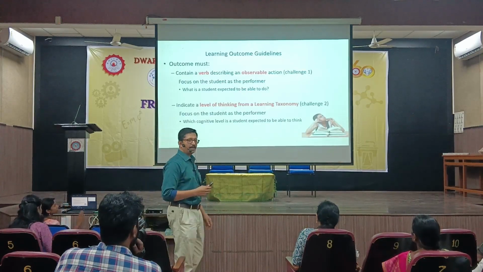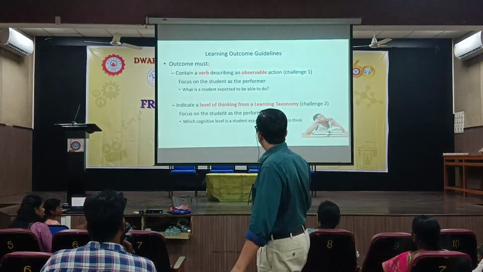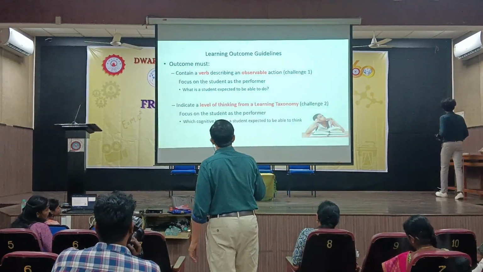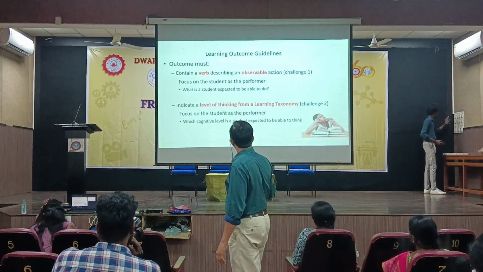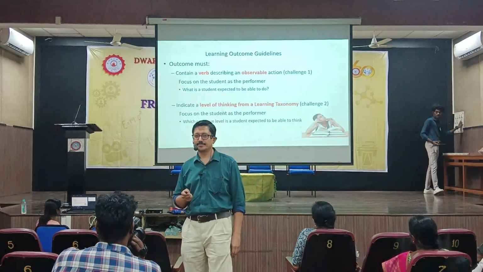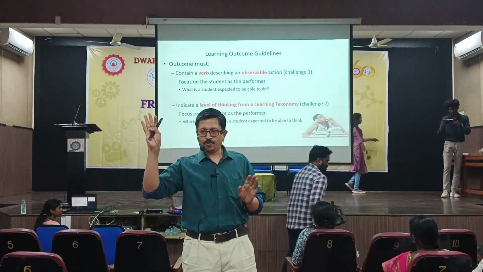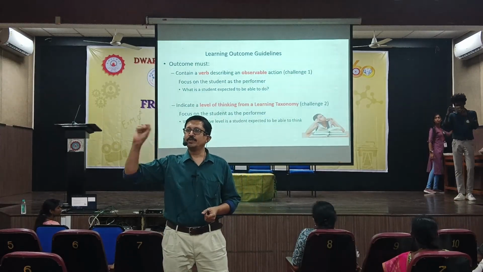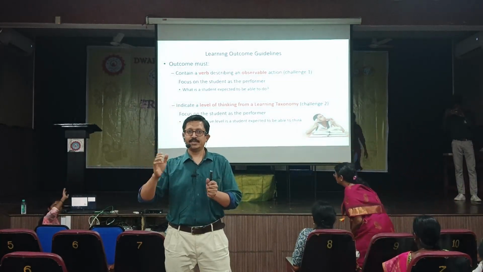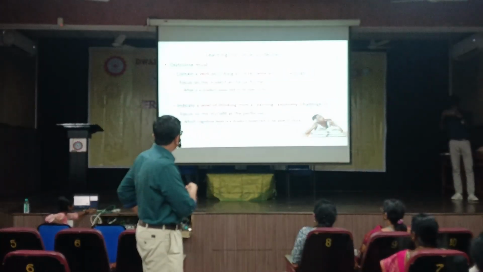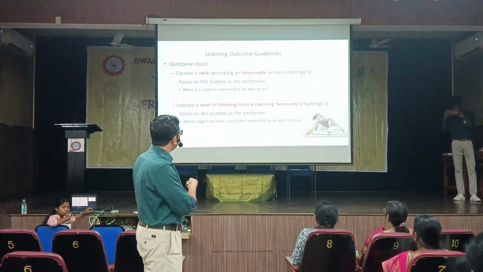Stop. I want you to just pay attention to this slide, which we are going to do now. When you write a learning outcome, ensure that there is an action verb, a verb describing an observable action from the student. You want them to do something with respect to force, for example. What exactly will they do with the force? There should be an action. And also, what kind of thinking should they be engaging in when they actually do this action?